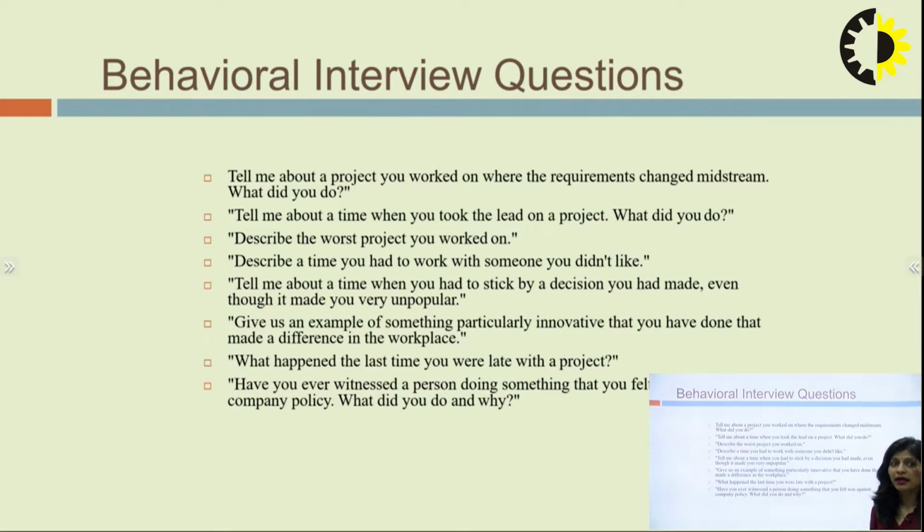Describe a time you had to work with someone you didn't like. Tell me about a time when you had to stick by a decision you had made, even though it made you very unpopular. Give us an example of something particularly innovative that you have done that made a difference in the workplace. What happened the last time you were late with a project? Have you ever witnessed a person doing something that you felt was against company policy? What did you do and why? So these are the kind of questions that are asked in behavioral interview.